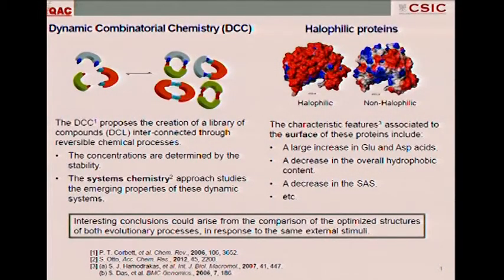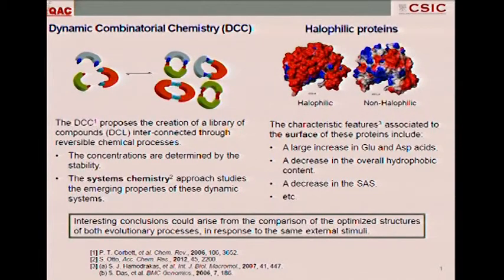These kinds of systems can be studied from different points of view, one of them being systems chemistry, which proposes to study the emerging properties of these systems, or to see the systems as a whole.